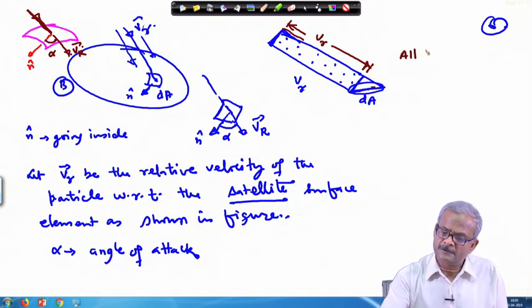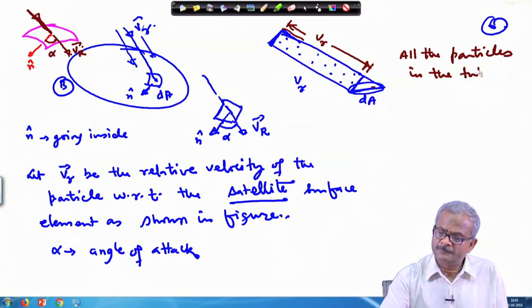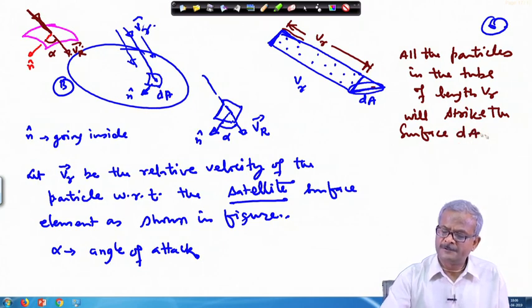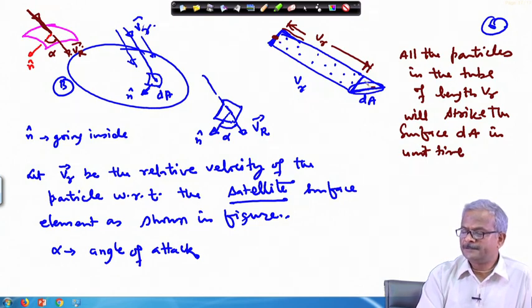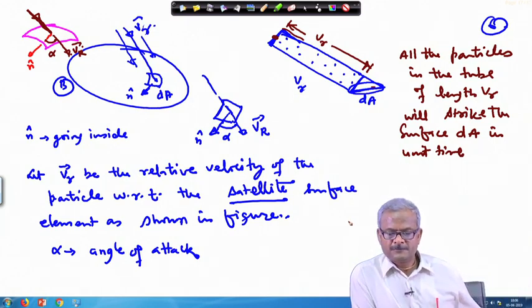So all the particles in the tube of length v r will strike the surface d a in unit time, because all of them have the same velocity. Any particle which is here will reach this place in 1 second, and whichever is nearer will strike. So in 1 second, all the particles in this tube will hit this surface. The momentum transfer in 1 second will give you the force.